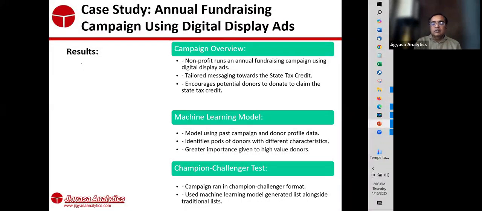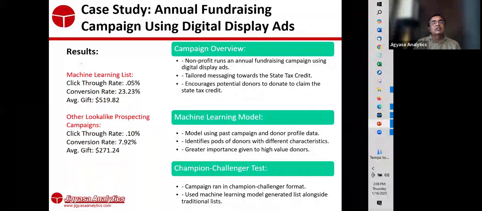And a little bit about the results. So I have the machine learning list on the top, and then the lookalike prospect campaign, which was being done before, there. Two or three things I have highlighted here. First is that in terms of the average gift amount, the machine learning model does significantly better than the existing list. In terms of the conversion rate too, it does significantly better.